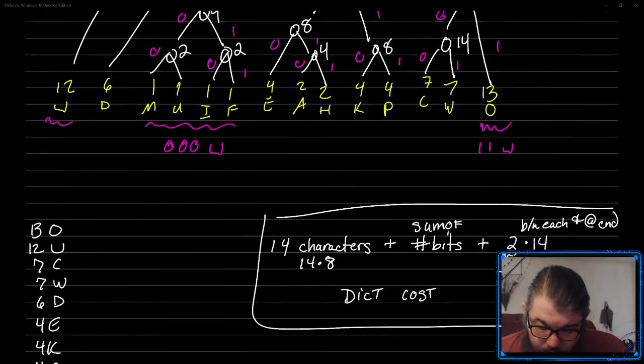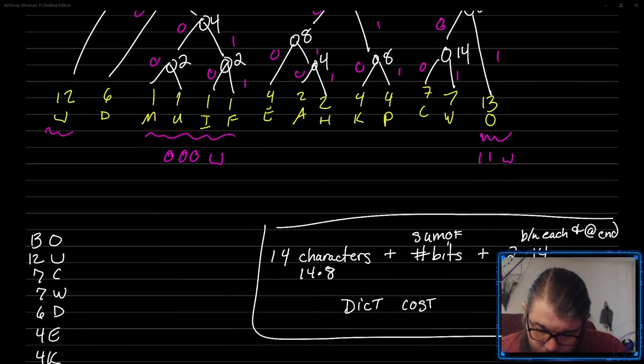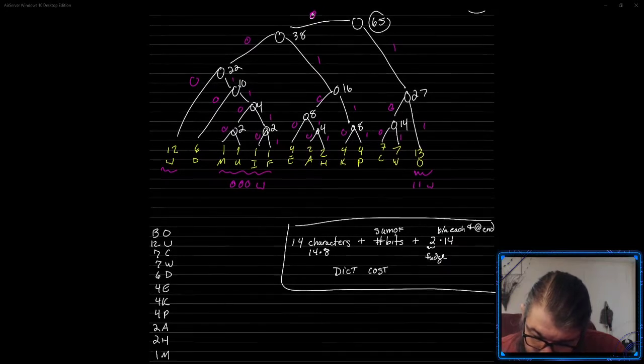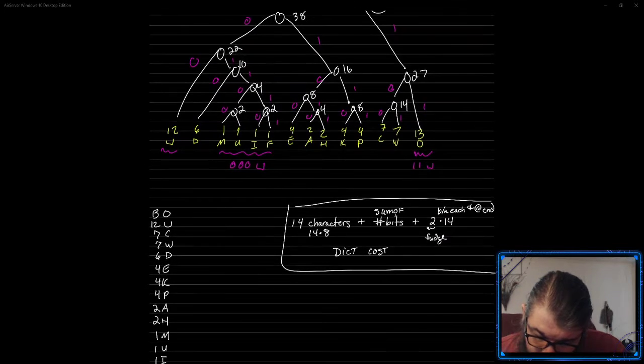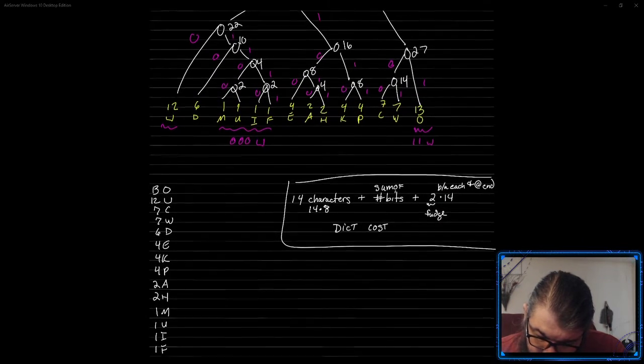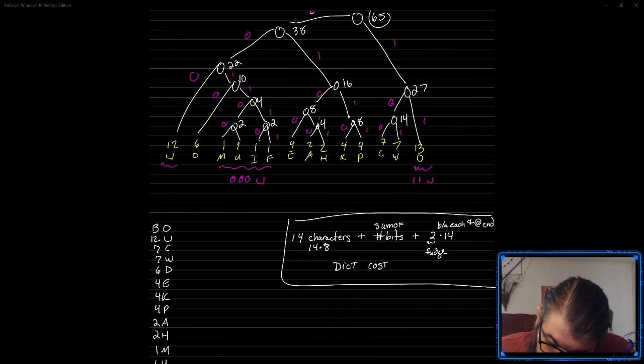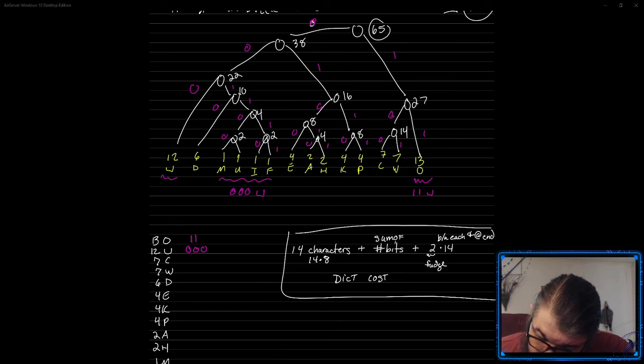So let's write down what those bit sequences are. I might get a little small here for everything. So O is 1 1. Space is 0 0 0. C is 1 0 0. W is 1 0 1. D is 0 0 1 0. E is 0 1 0 0.